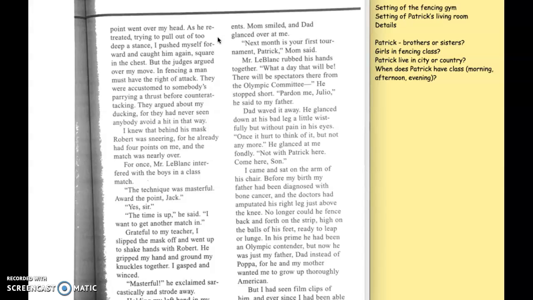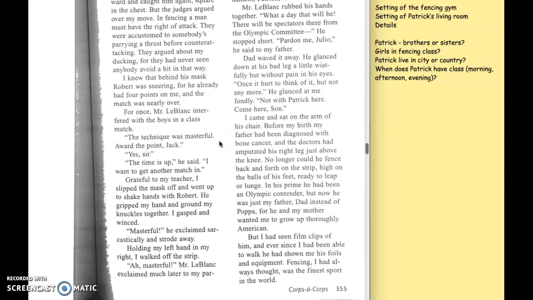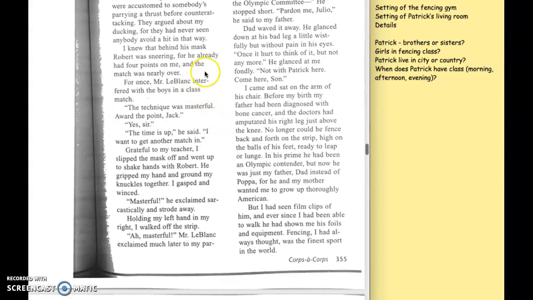So, boys and girls, who's winning so far? Robert's winning so far. Let's see if that changes.